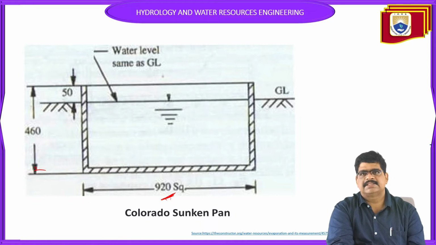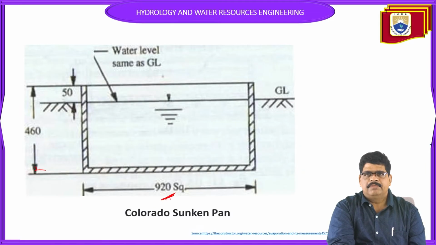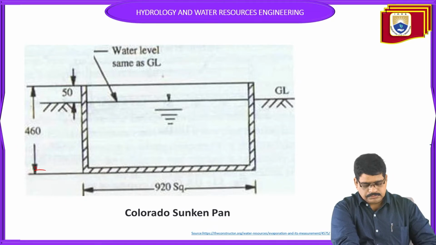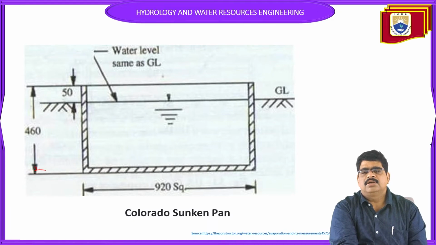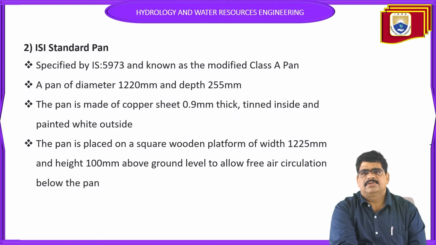In the Colorado sunken pan, let us see the effects. Since the pan is provided inside the ground, there are some effects from the ground. Inside the ground level, what happens? Some absorption of heat or some cooling effect can occur at the sides and the bottom. In the actual situation, how the evaporation is affected can be seen and also measured from this Colorado sunken pan.